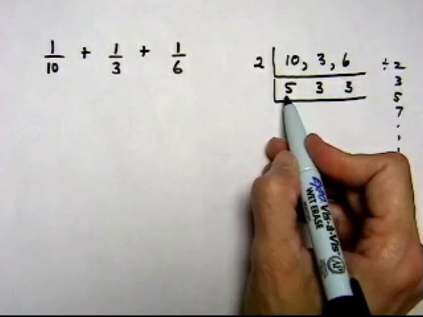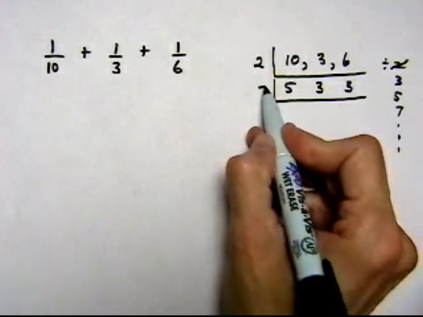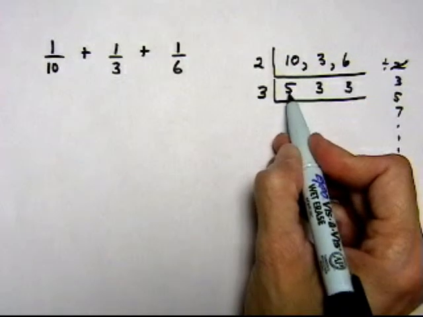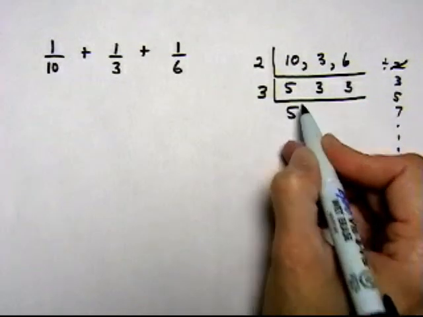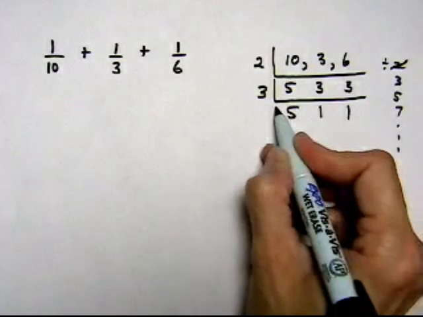3 will be our next one because 2 doesn't divide any of these. So we're done with the 2. And 3 works, so we have to use it. 5 divided by 3 doesn't work, so we bring down the 5. 3 by 3 is 1. 3 by 3 is 1.